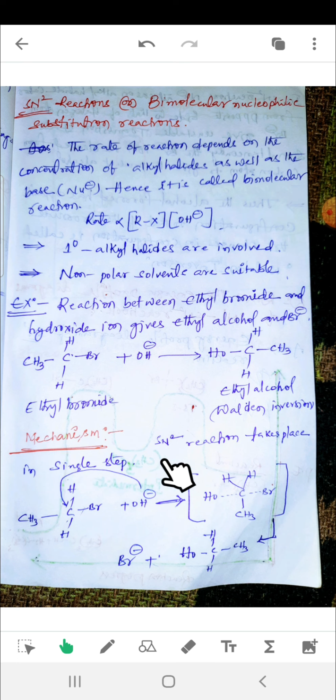First step: the SN2 reaction takes place in only a single step. In the previous SN1, there were two steps. Here, a Walden inversion compound forms. That is the main difference between SN1 and SN2.